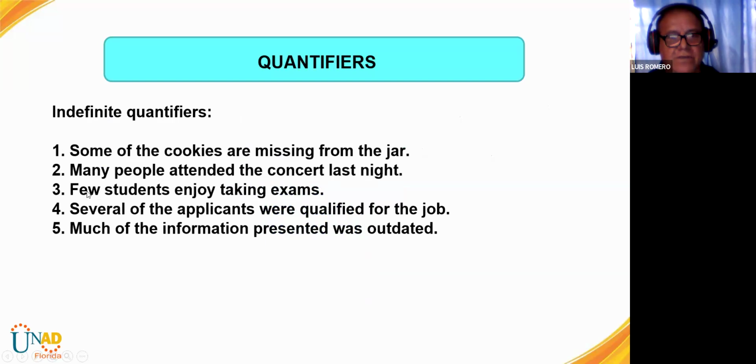And here you have another quantifier: few students enjoy taking exams. So few responds to what quantifiers do. And there is another quantifier in this sentence, which is several, and several of the applicants. So it is obvious here that the word several is modifying the word applicants. Much of is another quantifier, giving you a quantity of what happened at a specific time, at a specific moment.